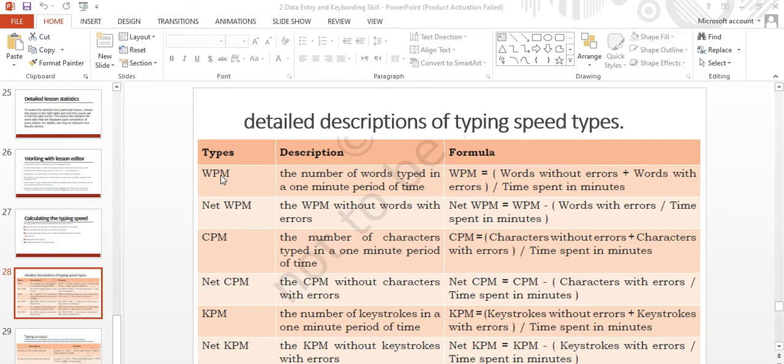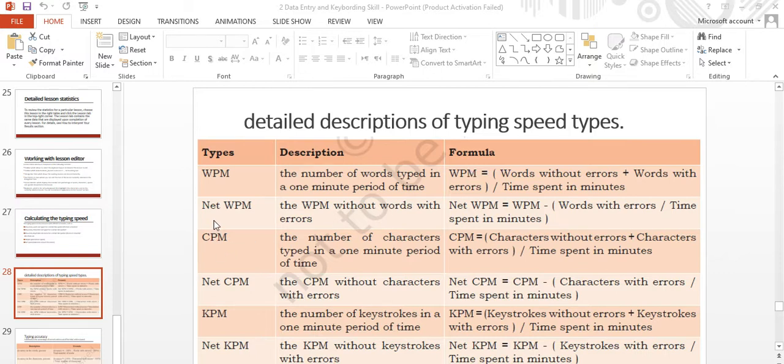WPM, that is words per minute, is the number of words typed in a 1 minute period of time. How do we calculate that? WPM equals the words without error plus words with errors, divided by the time spent in minutes. Like that we are calculating WPM, words per minute.